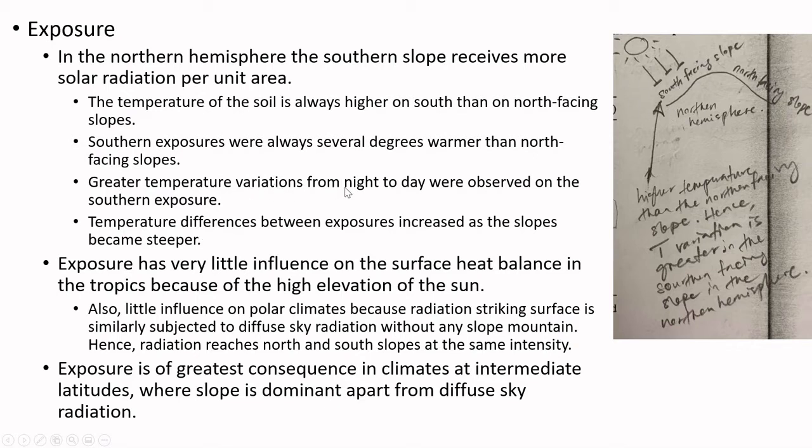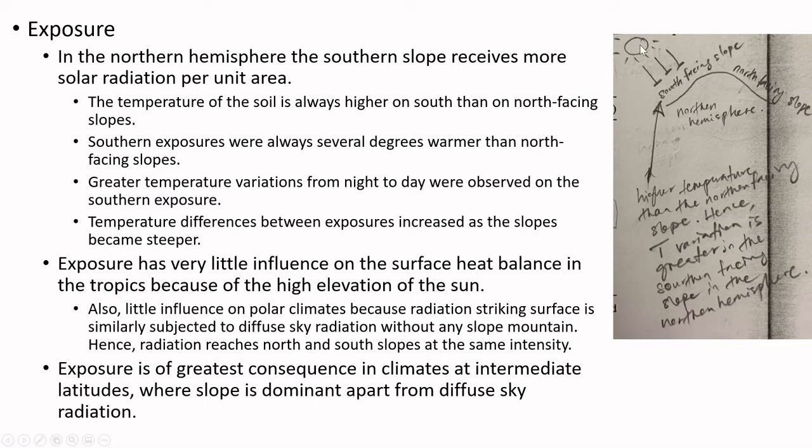Greater temperature variation from night to day will be observed on the southern exposure. So temperature variation is higher. The temperature difference between exposures increases as the slope becomes steeper. Exposure has very little influence on the surface heat balance in the tropics because of the high elevation of the sun.